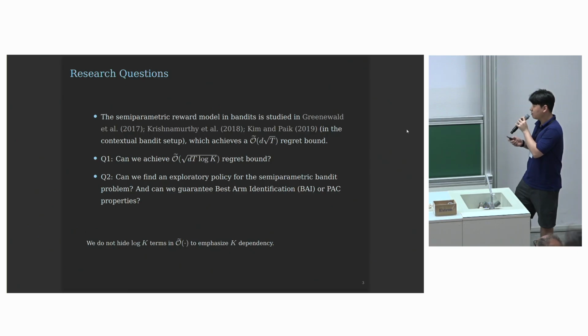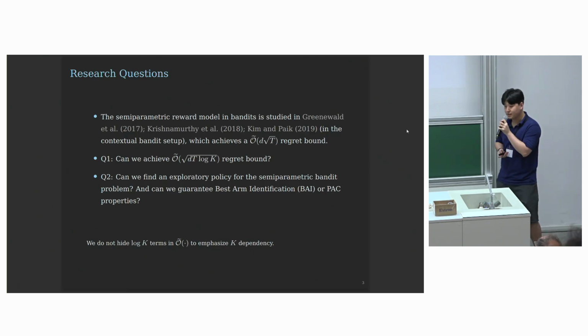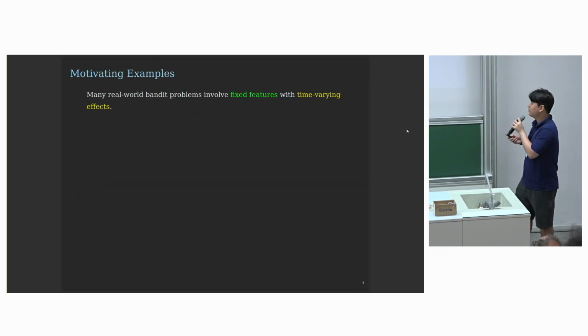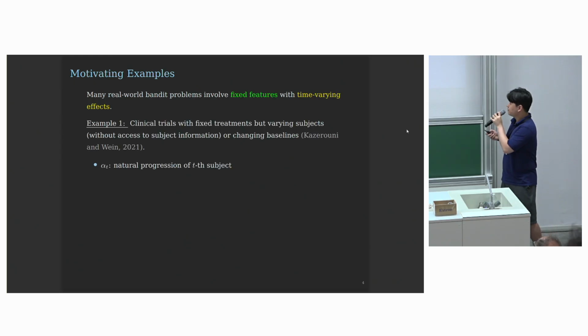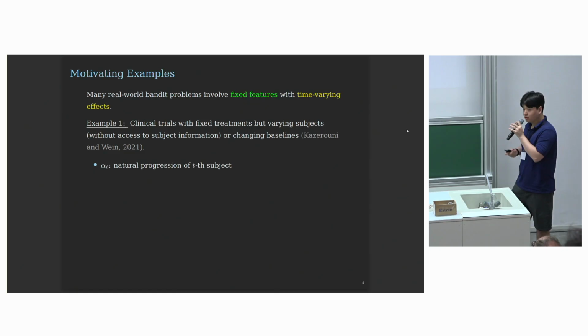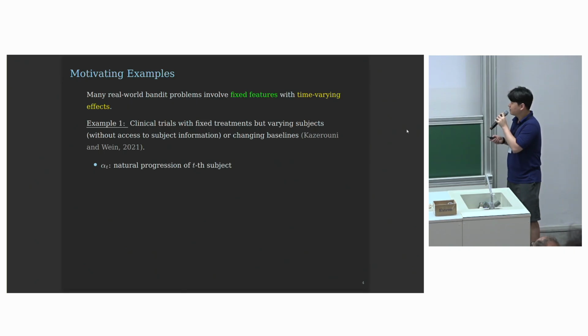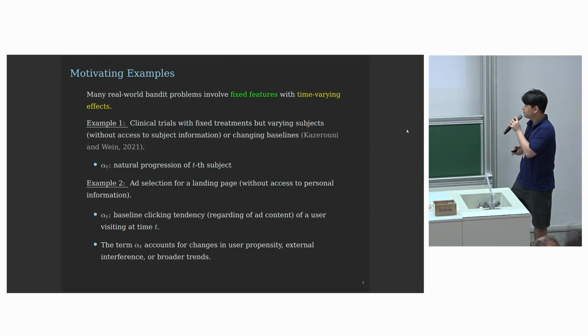I'm not going to hide the locate terms in Taylor notation, to emphasize the action cardinality dependency. I'd like to provide some motivating examples. The first example is in clinical trials, where the treatments are fixed, the subjects can vary, and baselines can change over time. In this case, alpha T can be the natural progression of the subject, or the baseline.